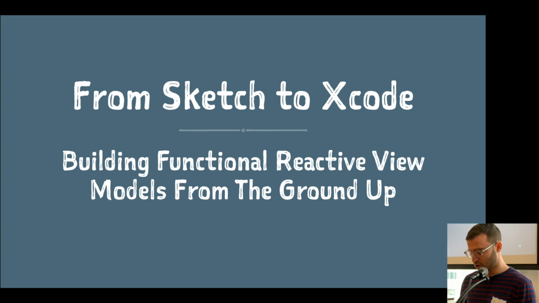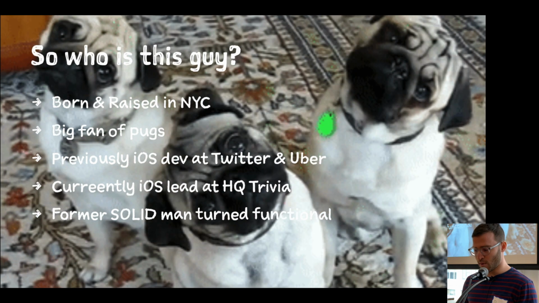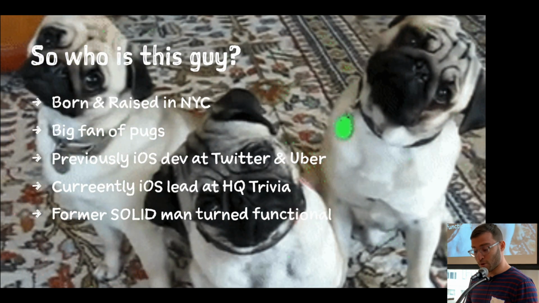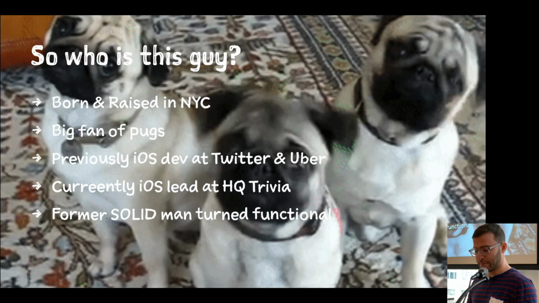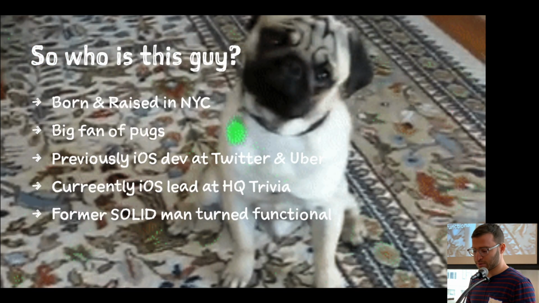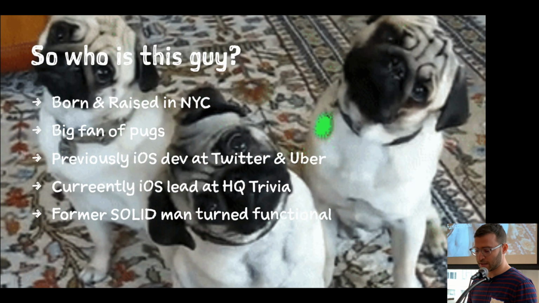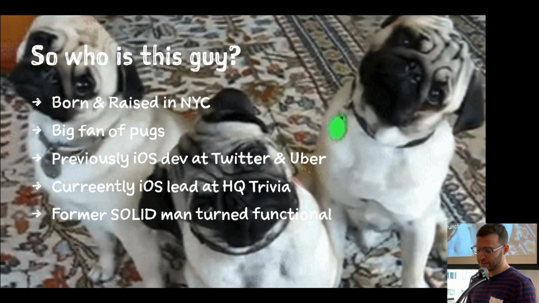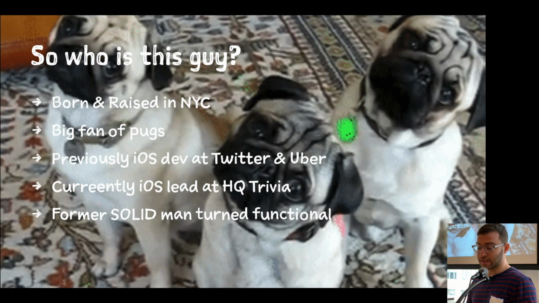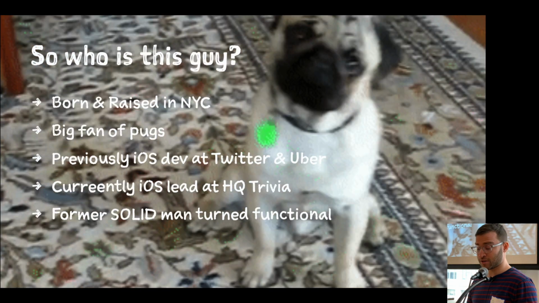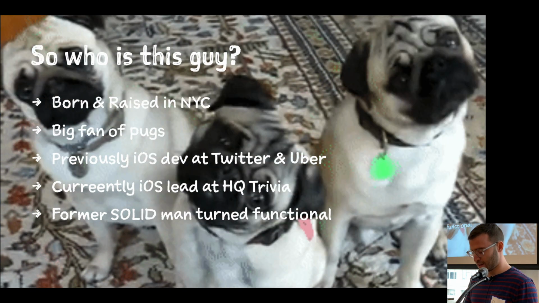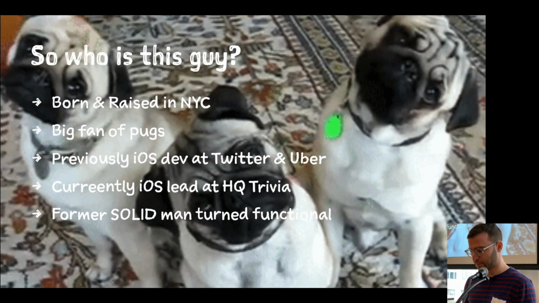yada, yada, yada. So you're probably still asking yourself, who is this guy, and why did he make this slide so difficult to read? I was born and raised in New York, as Brandon said, big fan of pugs. I've been doing iOS work at Twitter and Uber the past 7, 8 years. I'm currently the iOS lead at HQ Trivia. I'm also a former SOLID, object-oriented man turned functional once I laid my eyes on Stephen and Brandon. And I just haven't looked back.